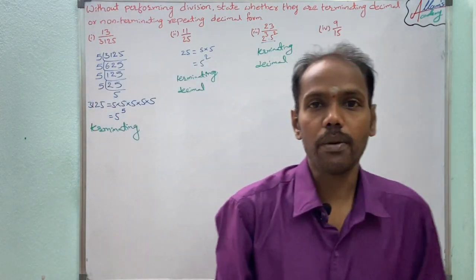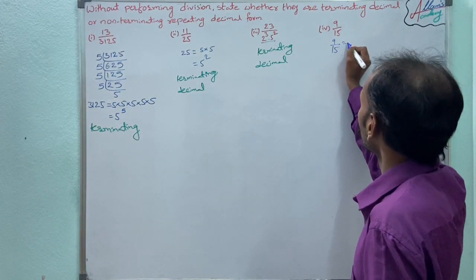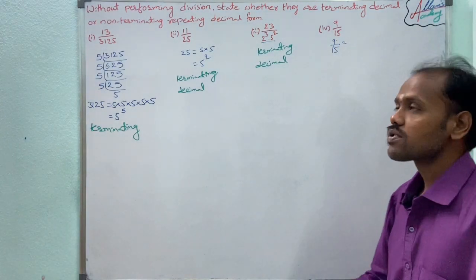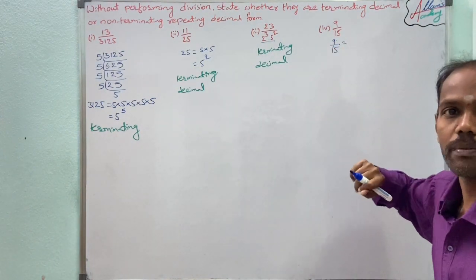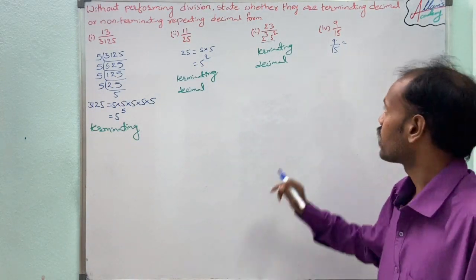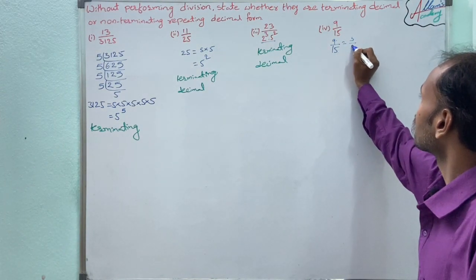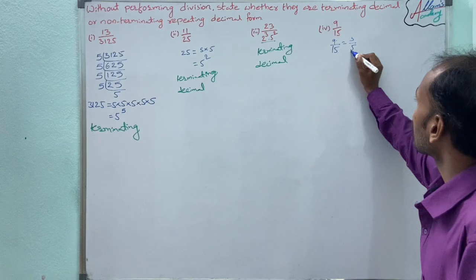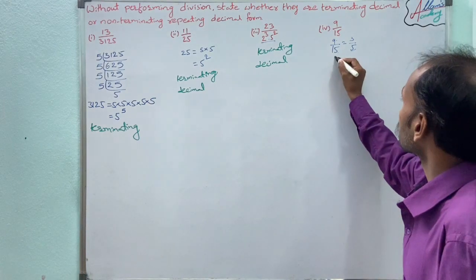Now if we observe 9 by 15, the numerator is 9 and the denominator is 15. This problem is not given in the simplest form. So first we have to convert this problem to the simplest form. Both numbers go in the 3 table: 3 times 3 is 9, 3 times 5 is 15. So now it is 3 by 5. The denominator is in the form of 5. So it is a terminating decimal.